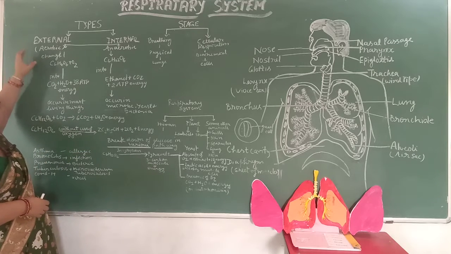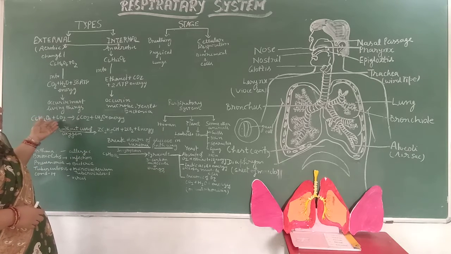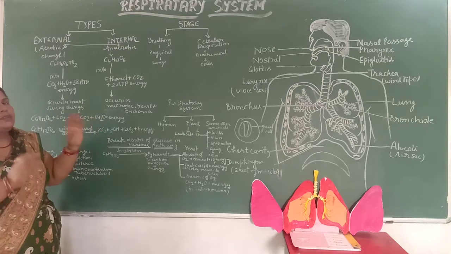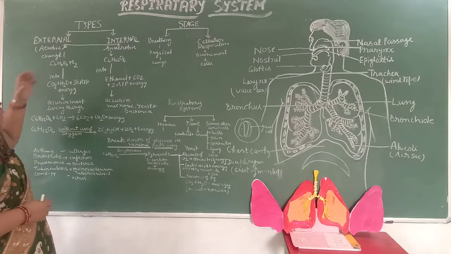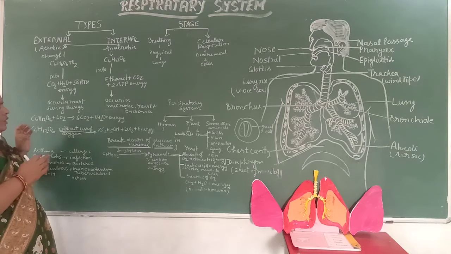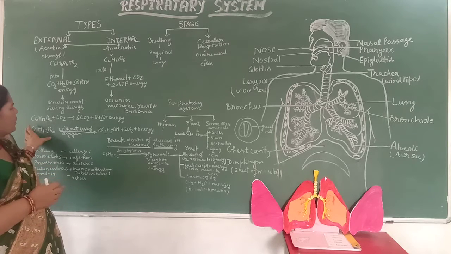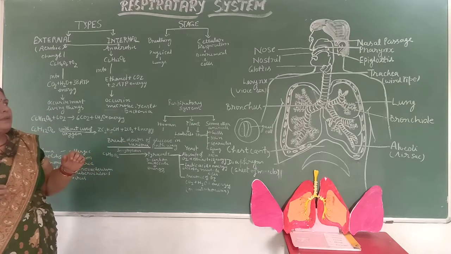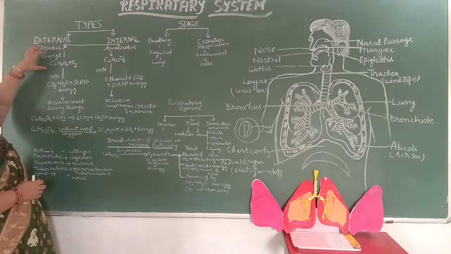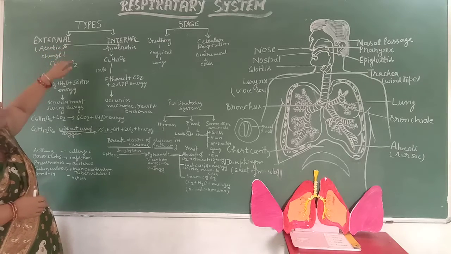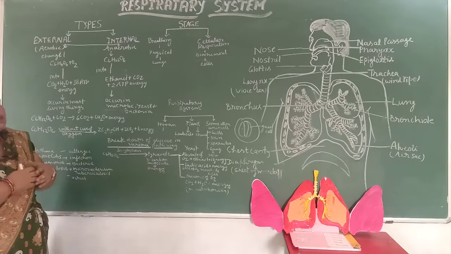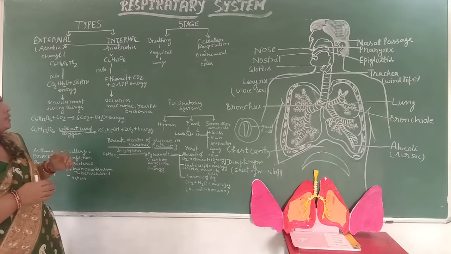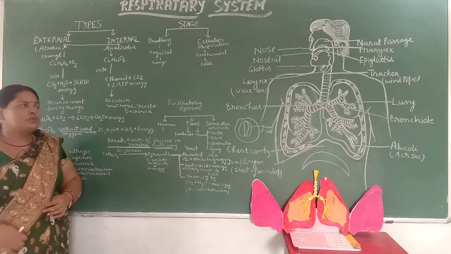In the external type, you take in glucose and oxygen and release carbon dioxide, water and energy. And in the internal type, without the use of oxygen, glucose is converted into ethyl alcohol, carbon dioxide and energy. In the presence of oxygen, glucose plus oxygen is called aerobic respiration, and where oxygen is not available, it is anaerobic respiration. Two types of respiration are found.